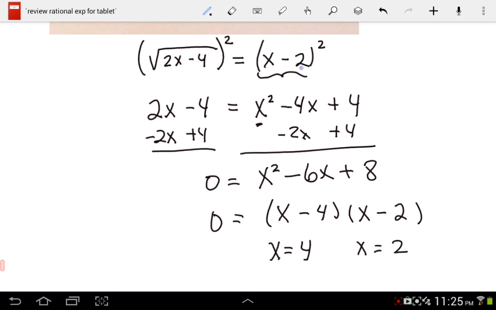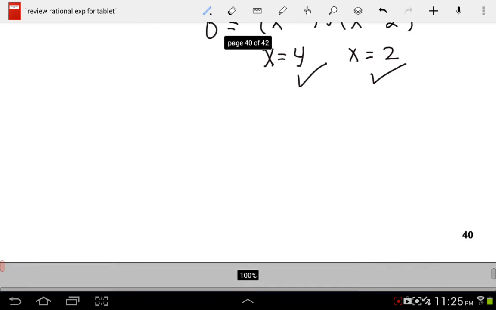Now let's check our answers. 4 minus 2 is 2, so that's okay. It's nice and positive. Now 2 minus 2 is 0. Now it is okay for the square root of something to equal 0. So the 2 is also okay. So actually both of them checked out for us that time.